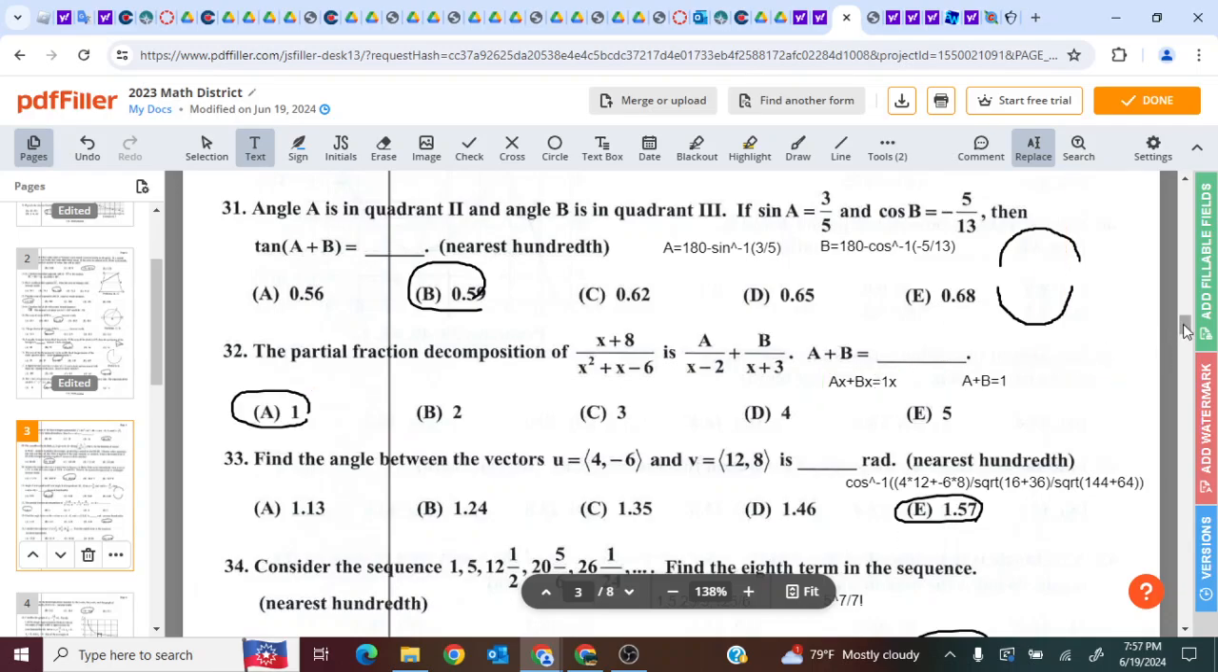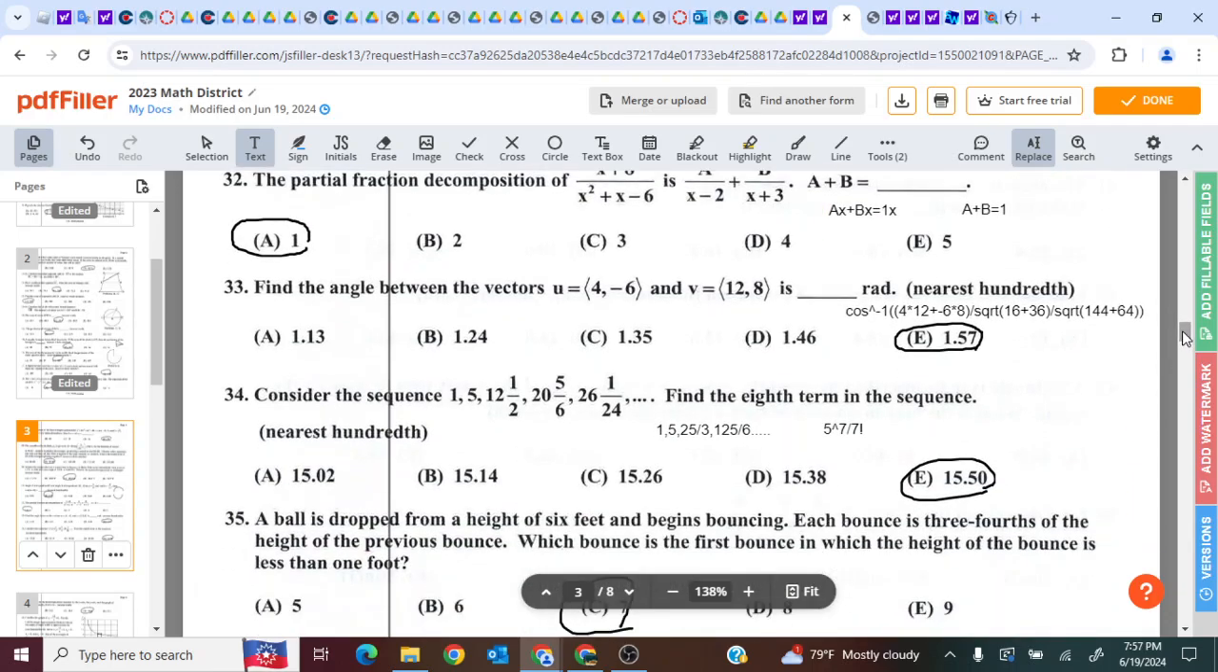33, find the angle between these two vectors. The angle between the vectors is the inverse cosine of the dot product of the vectors over, I don't remember what exactly it's called, but the lengths of the vectors. So the Pythagorean of 4 squared plus 6 squared for each of them.